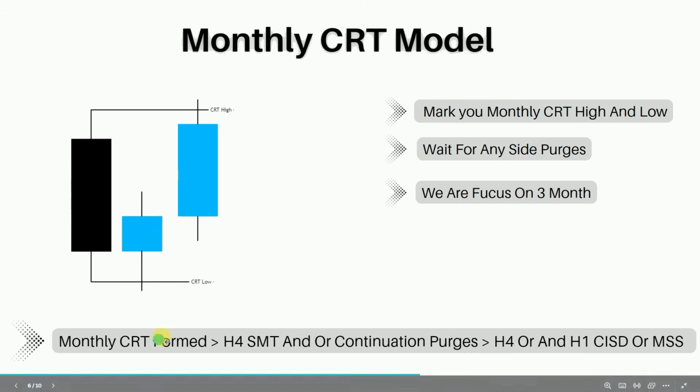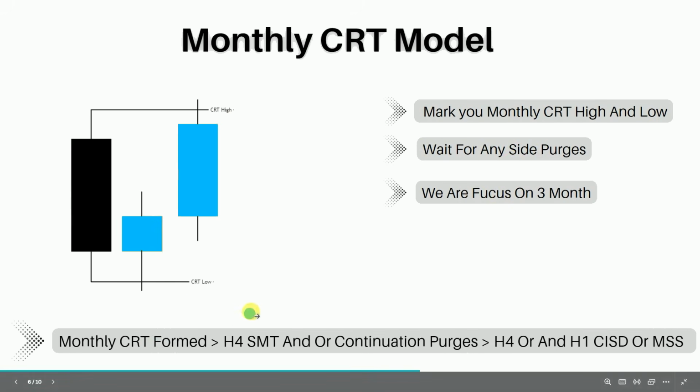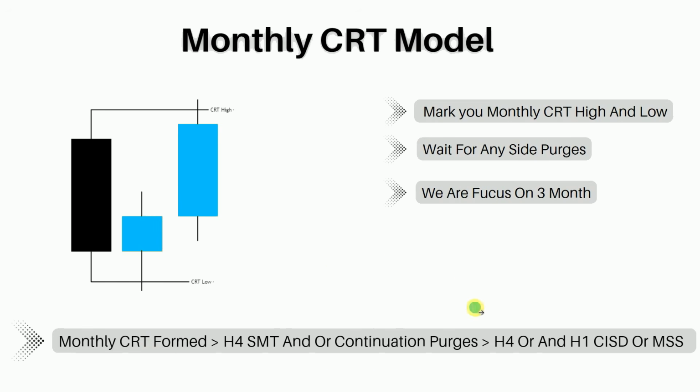Then, you look for a market structure shift or a change in the state of delivery on H1 or H4. If you get it on H1 or H4, that is ideal. Otherwise, you still wait for a market structure shift or a change in the state of delivery on H1 or H4. What is continuation purchase? Do not get confused about this. I will explain this concept further ahead.